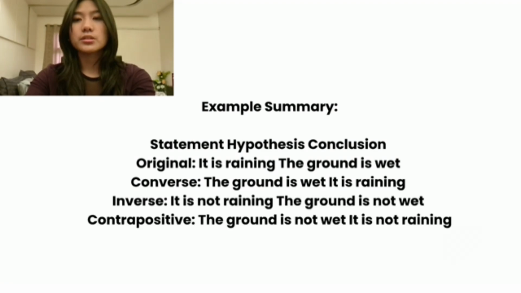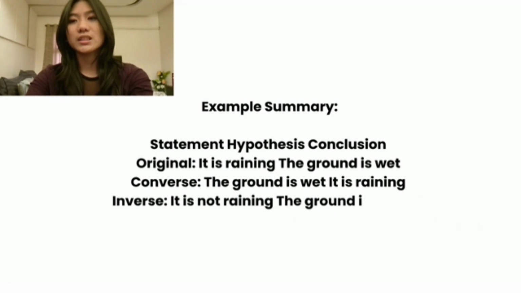Here is the example summary. Statement, hypothesis, conclusion. Original, it is raining, the ground is wet. Converse, the ground is wet, it is raining. Inverse, it is not raining, the ground is not wet. Contrapositive, the ground is not wet, it is not raining.